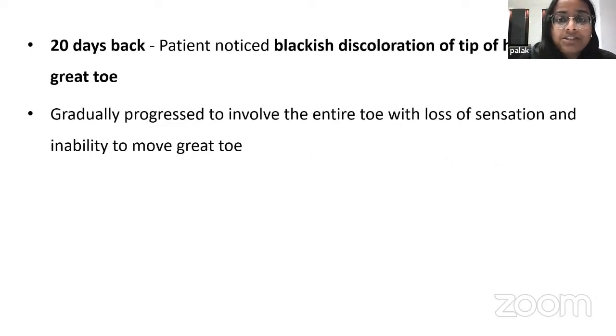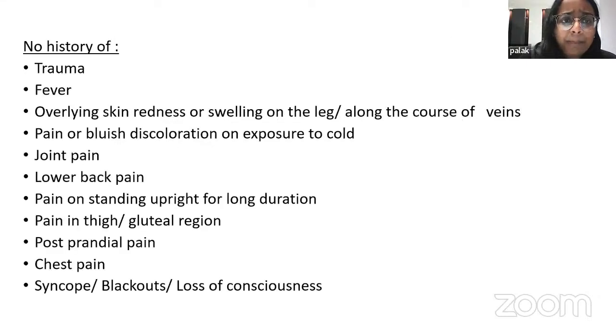20 days back, the patient noticed blackish discoloration of the tip of his left great toe, which gradually progressed to involve the entire toe with loss of sensation and only mild inability to move the great toe.